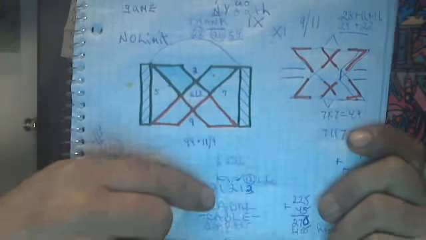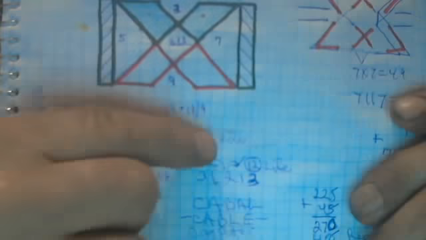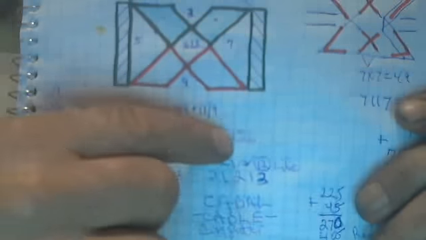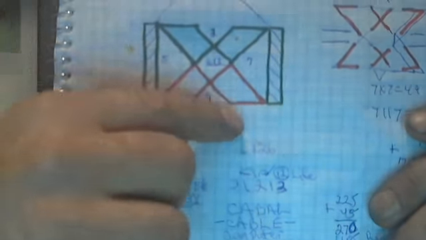2 times 31, 62. 2 times 13, 26. 6226. 26, 62, 88. Barack Obama. Split it in, Herbert Hoover. Split in half, Barack Obama.